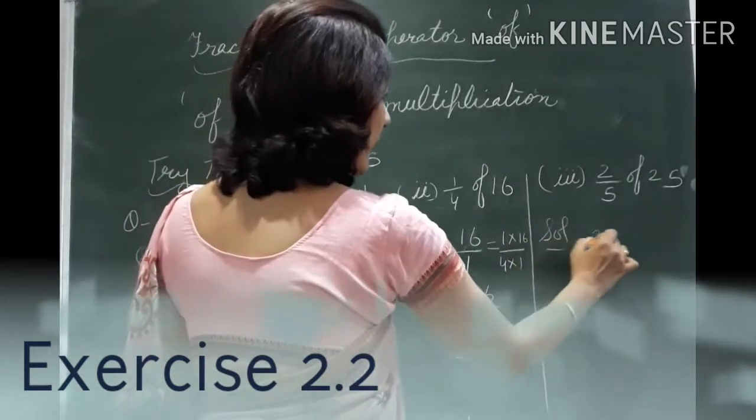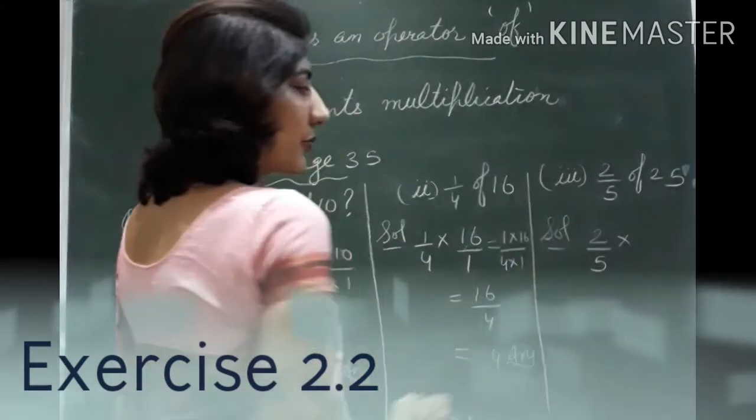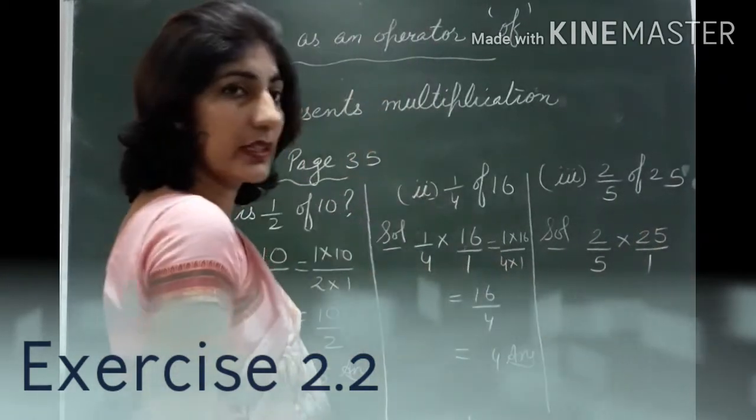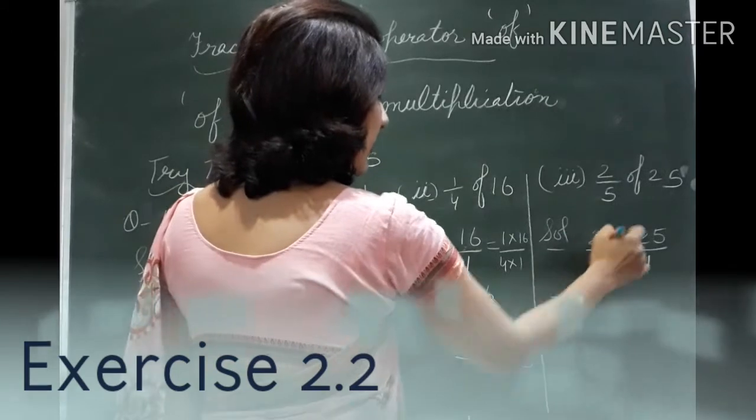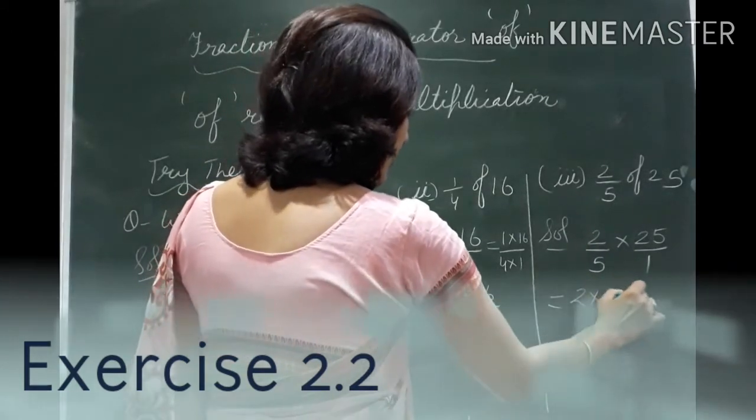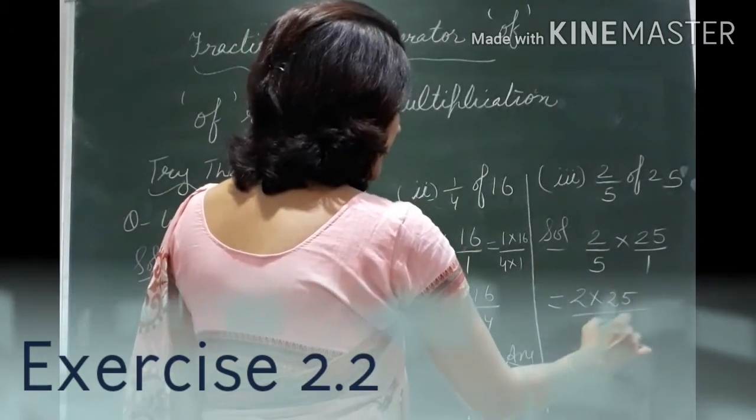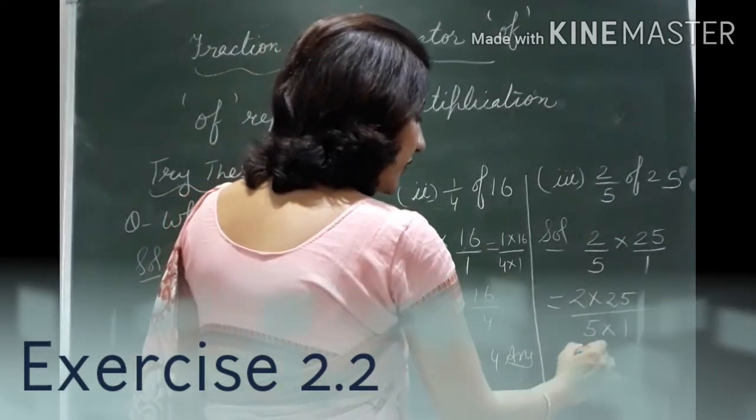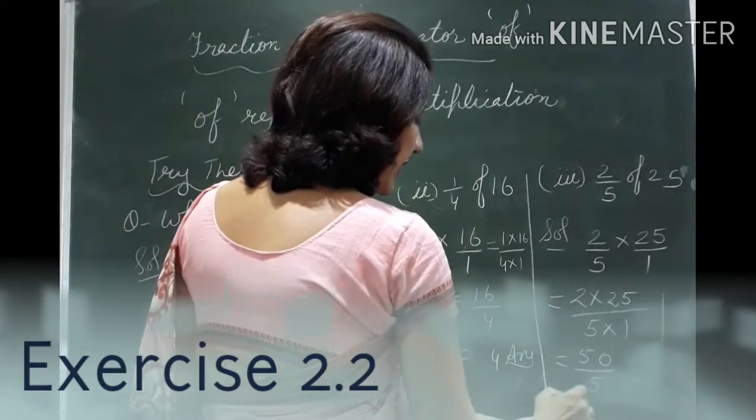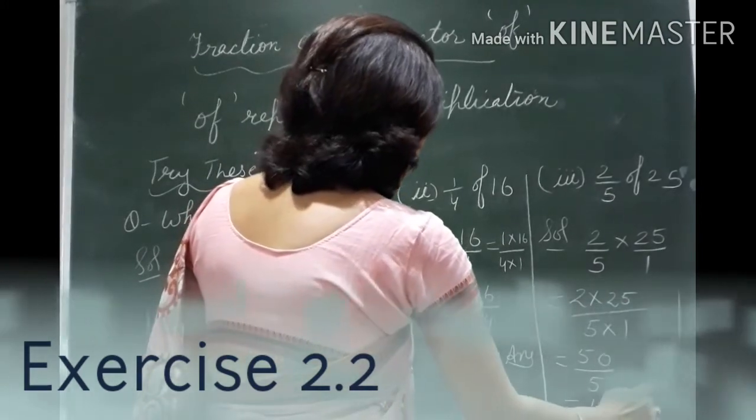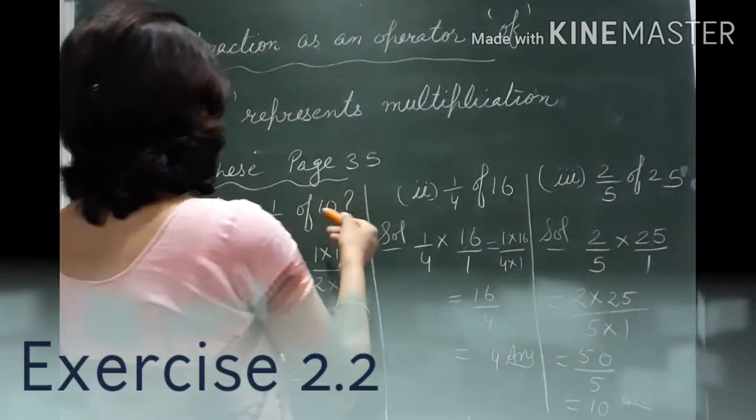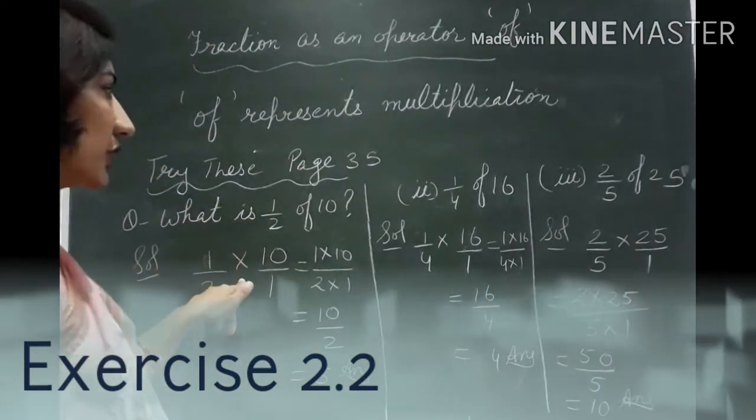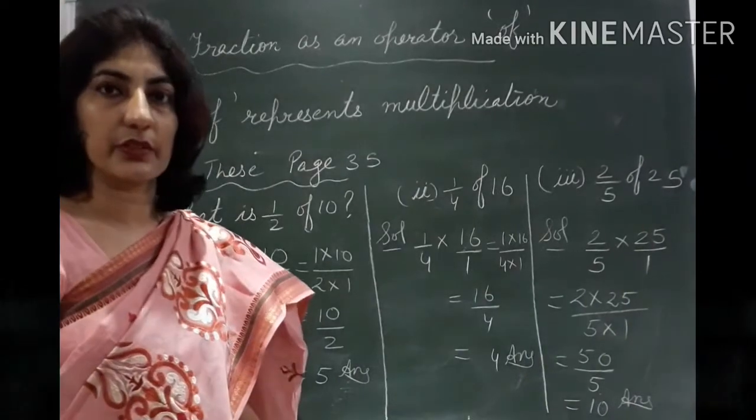Third part is 2 by 5 of 25. Again 2 by 5, in place of of I will put multiplication sign. 25 I will write as 25 by 1. Numerator multiplied by numerator, 2 into 25. Denominator multiplied by denominator, 5 into 1. 25 2s are 50 upon 5, that is equal to 10. So this way in the question, if the operator of comes, we have to change this of to multiplication and then carry out the multiplication.